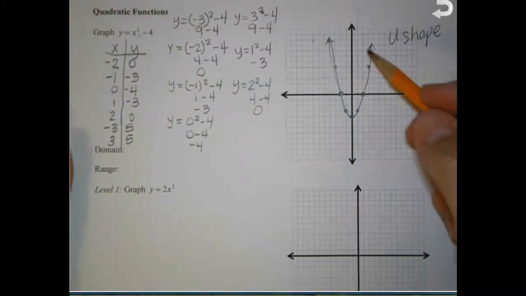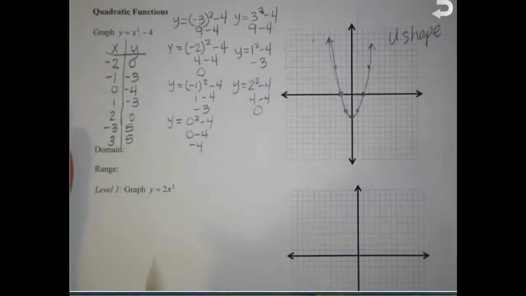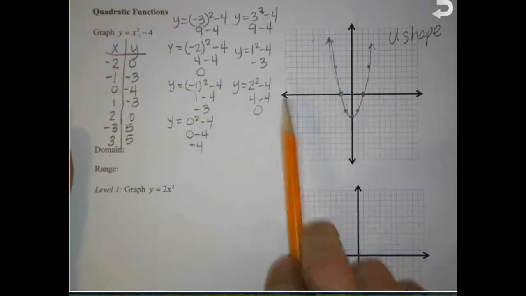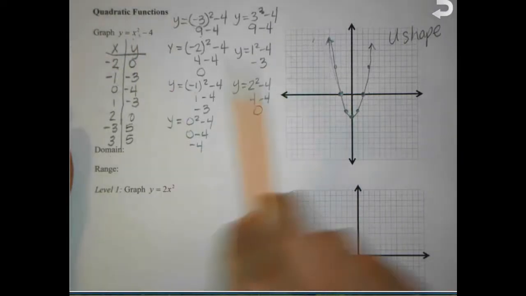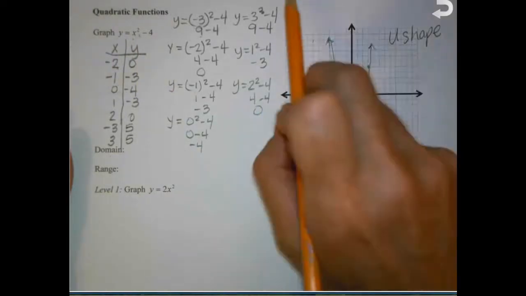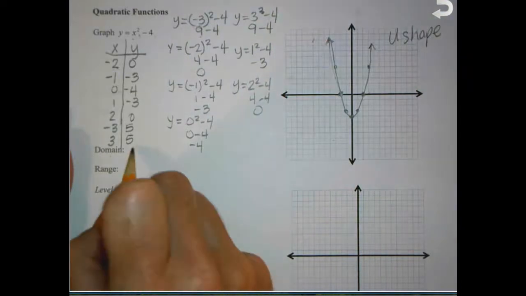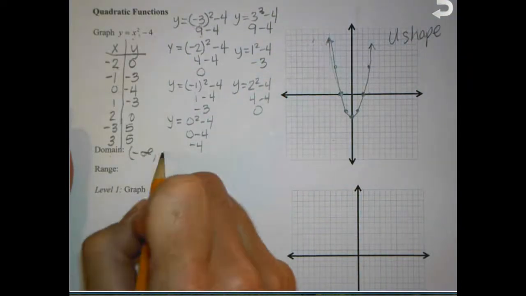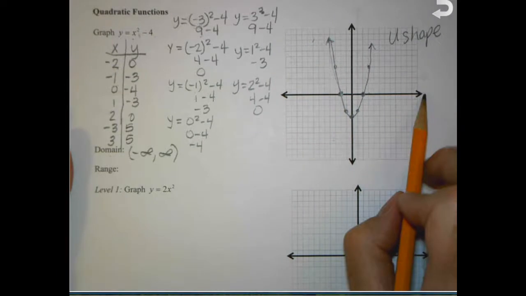You can't use the ruler to make it, but it should be pretty rounded going up. Alright, my domain, which is in the x direction, anywhere, if I pick a value way out here, I will be able to square it and subtract 4. So I will have a point. It'll be way up on the top, but I will have a point out there, negative infinity, and all the way across to positive infinity.